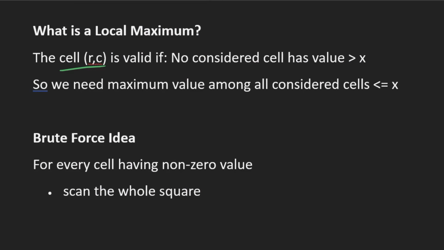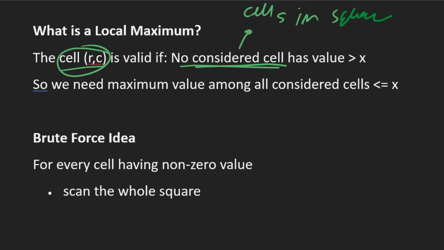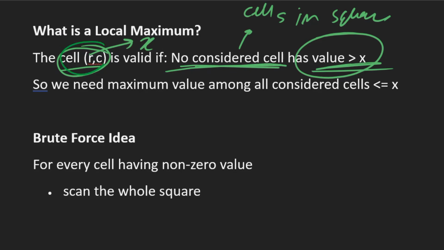So a cell r comma c is said to be a local maxima if no considered cells in the square have a value greater than x, where x is the value at r comma c. So if no considered cell has value greater than x, then our current cell is a local maxima, else it is not a local maxima.